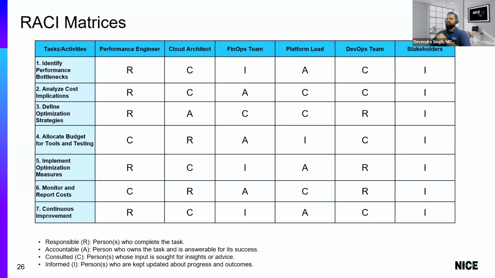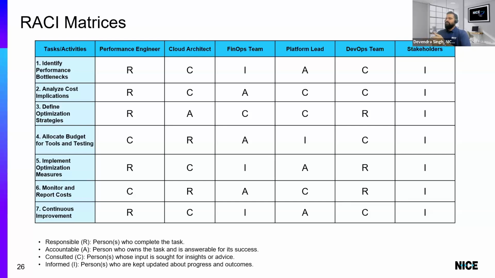Now, coming to the consultant, these are the people who provide advice and insights that can influence the decisions of the person who is working on ground. So it can influence those decisions. So it could be your subject matter expert like DevOps team or cloud architects as well. So if I take example of performance bottleneck itself. Now the performance engineer has identified the bottleneck. They are responsible for it.